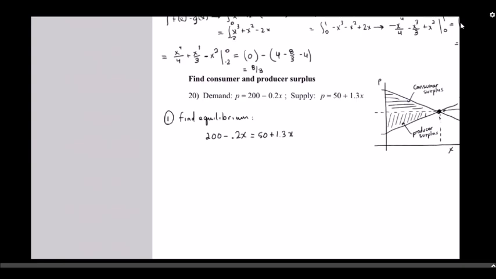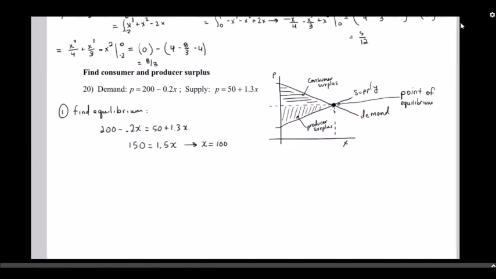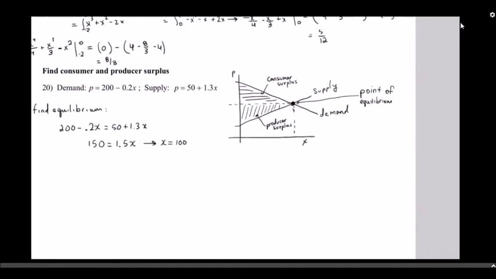Getting numbers and variables on the same side, we're going to have 150 equals 1.5x, which means that x equals 100. So we know the quantity of that point of equilibrium, it's 100. That's the x value there.